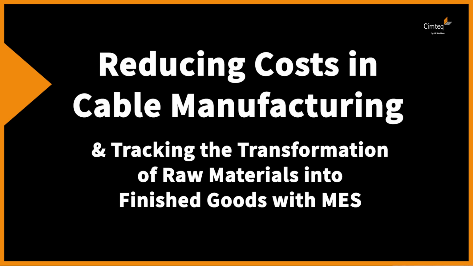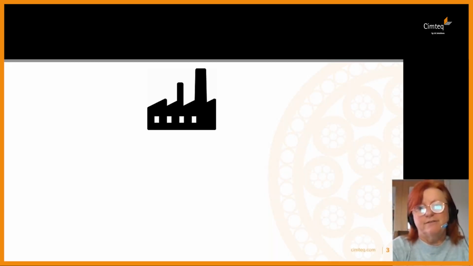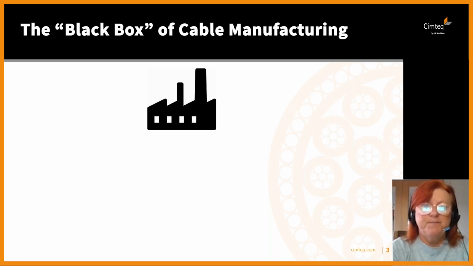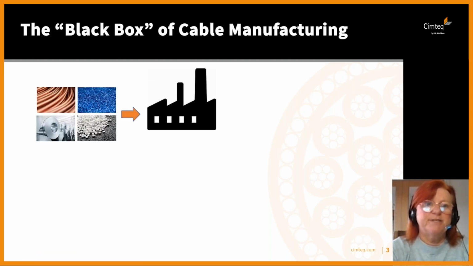So we're going to start off by having a look and trying to unravel the black box of a cable manufacturing factory. So looking at the very, very big picture, we have a wire and cable factory. And into that factory, we have raw materials, so copper, aluminium, compounds, all the mix of materials that feed into that factory to give us the final products. And then in the middle, something happens.